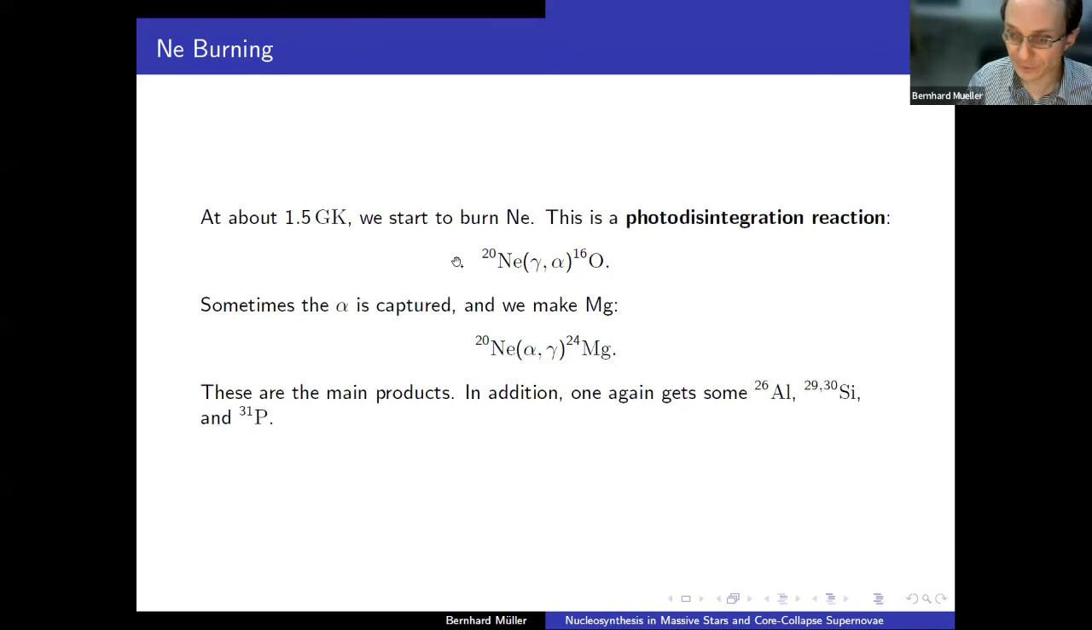But these alphas, of course, can also do capture reactions. So if the alphas are captured by the neon-20, you make more magnesium-24 as well. There are also a few side products, some aluminium, silicon, and phosphorus, but primarily what you do after neon burning, you convert the neon that you have from carbon burning into oxygen and magnesium.